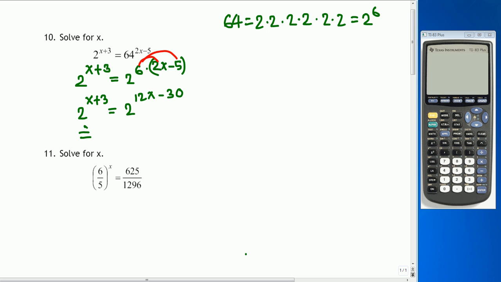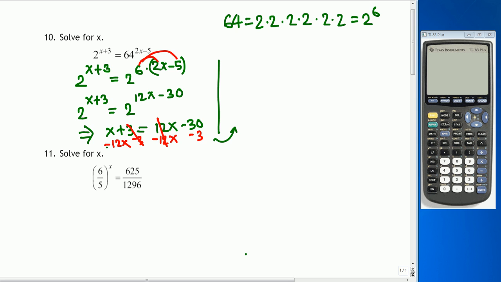That implies these exponents should be equal as well. So x plus 3 is equal to 12x minus 30. Now we have a linear equation, and we solve this for x. To solve for x means now move the terms around so that x will be isolated. Subtract 12x from both sides and subtract 3 from both sides as well.